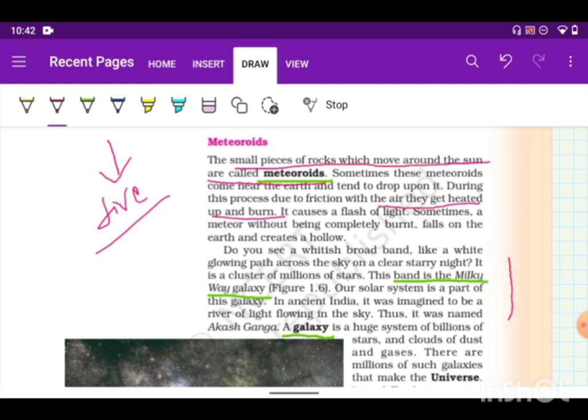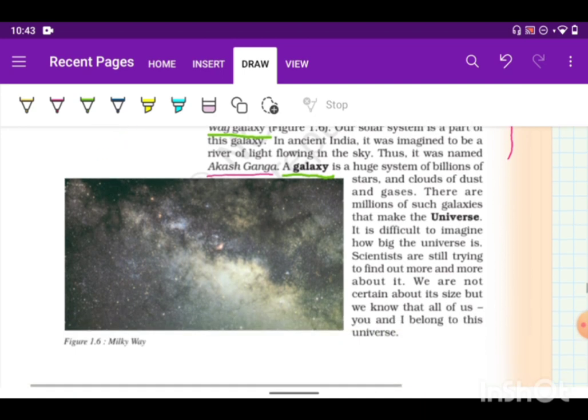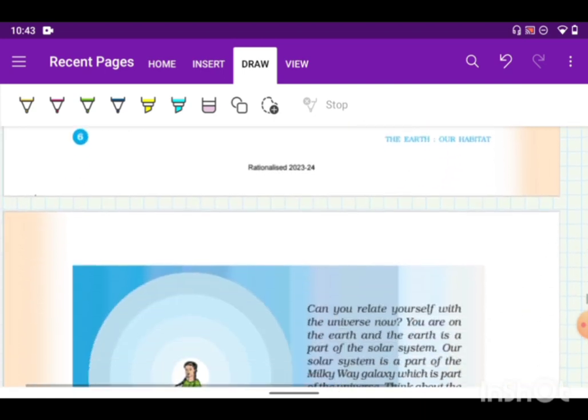So there is also the formation of the Milky Way. Milky Way means it's a galaxy. The name of the galaxy is Milky Way because it looks like a flow of light. That's why it is also called Akasha Ganga. There are a lot of galaxies you can see in the universe. The universe is very big. We don't know how big it is.